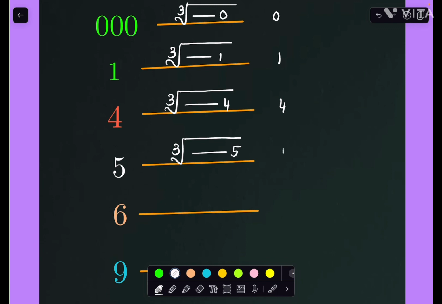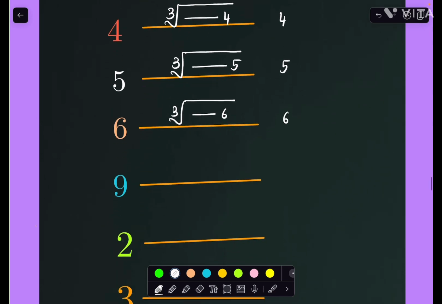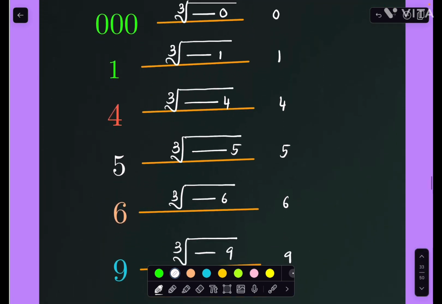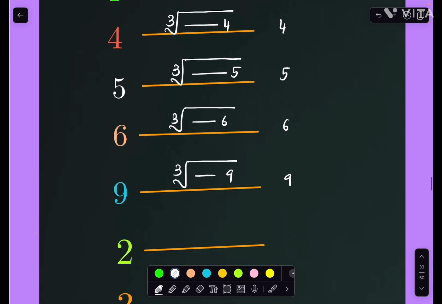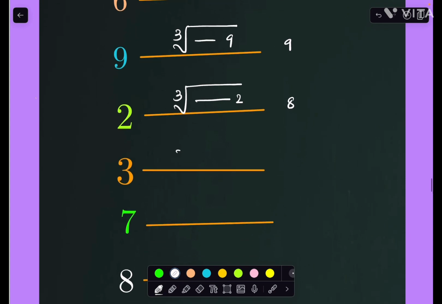If a number ends in 6, its cube root also ends with 6. If a number ends with 9, its cube root also ends with 9. In these digit cases we get the same digit. But if a number ends in 2, its cube root does not end in 2; it ends in 8. If a number ends in 3, its cube root ends in 7.